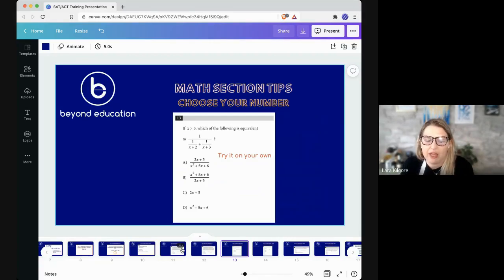Now, I'll read it and then I'll ask you the question. So if x is greater than 3, which of the following is equivalent to 1 over x plus 2 plus 1 over x plus 3? Does anybody want to guess why a student would freak out about this question? Or have a little panic attack? Anybody?